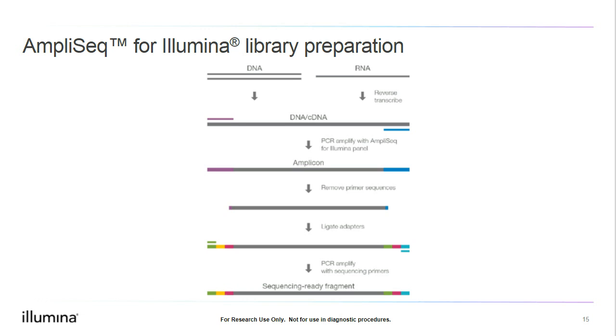We move forward with our DNA or cDNA and perform the multiplexed PCR with the PCR primer pairs targeting our regions of interest. Once amplified, we remove the locus-specific primer sequences from the amplicons. Then we ligate the sequencing adapters and further amplify the libraries prior to sequencing.